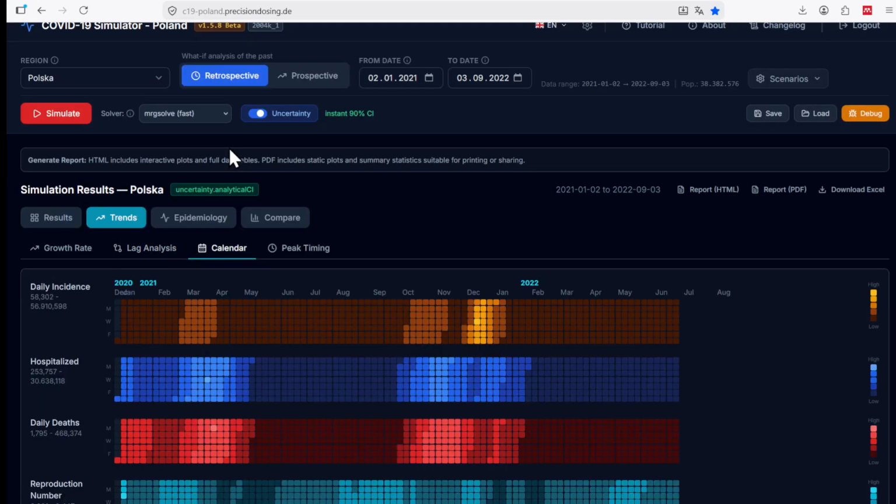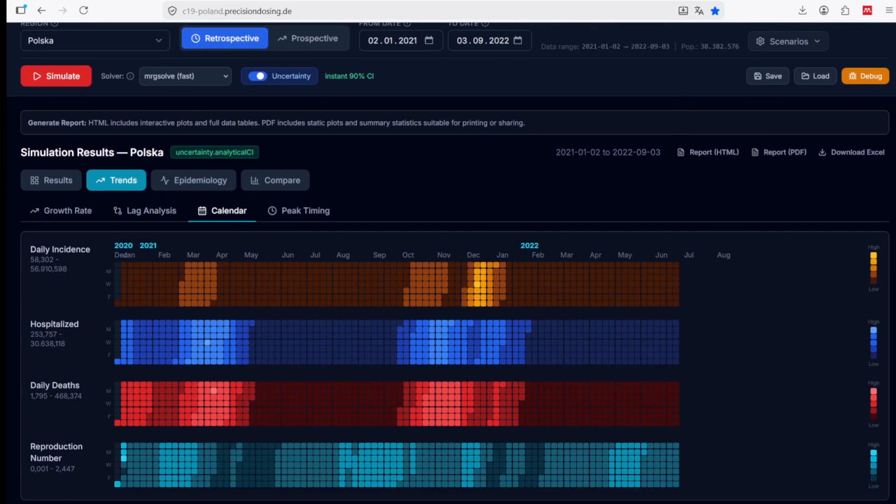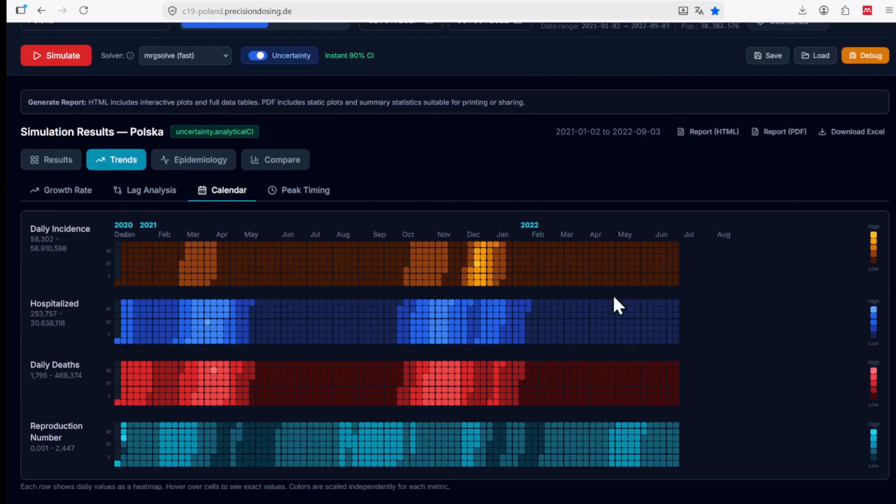In the Calendar subsection, each row shows daily values as a heat map, while each column represents 1 week of the year. Here you can compare the overall pandemic trajectories of the different metrics.